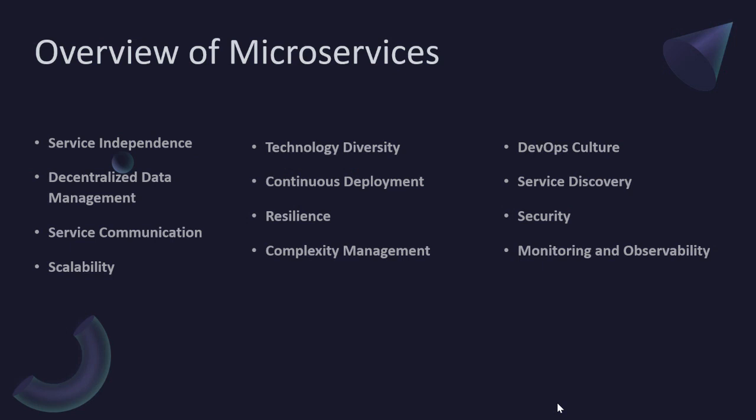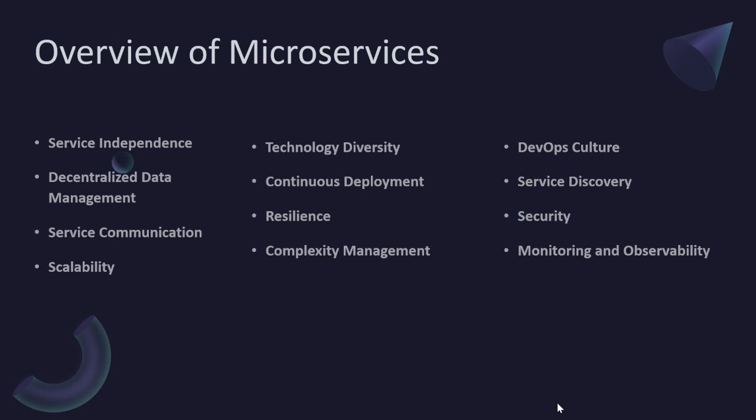Fourth point is scalability. Microservices can be scaled independently based on the specific service demand, and it allows for efficient resource utilization. What does it mean? This means that you can allocate more resources to critical services and fewer resources to less critical ones. This is a very useful feature. Next one is technology diversity. Each microservice can use the technology stack that best suits its specific requirements.